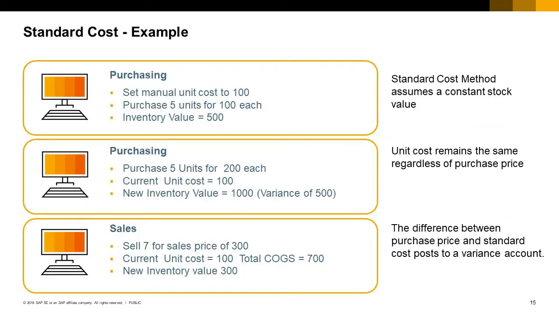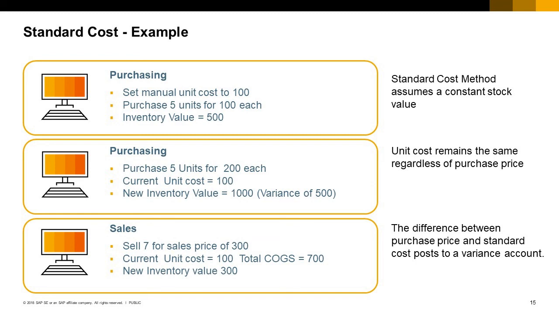The standard cost valuation method assumes a constant stock value, regardless of the purchase price. With the standard cost method, the unit cost is determined manually when you set up the item. Variances that occur due to a different purchase price are recorded to a variance account, and the unit cost is not affected. So in our example, the unit cost is set to 100.